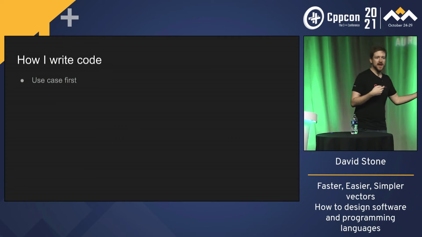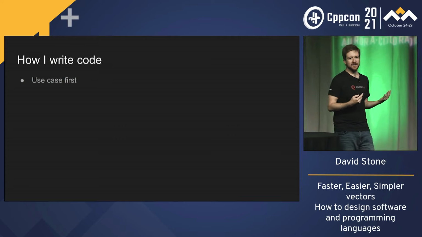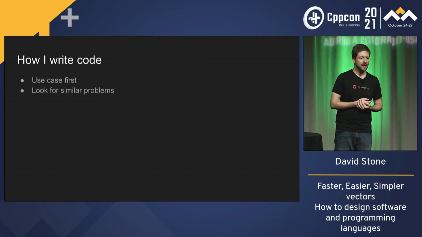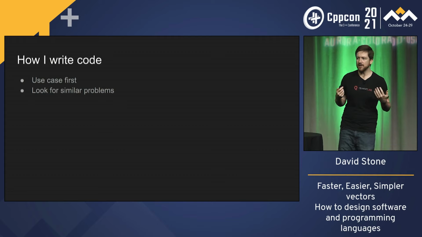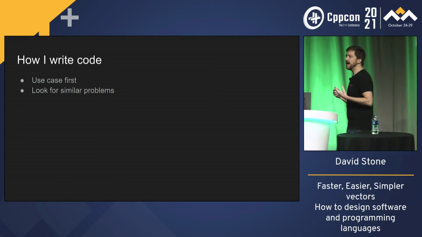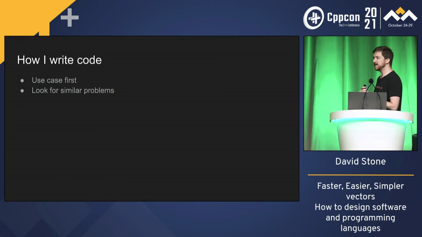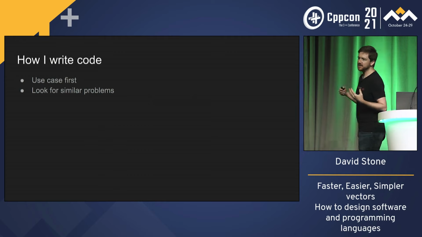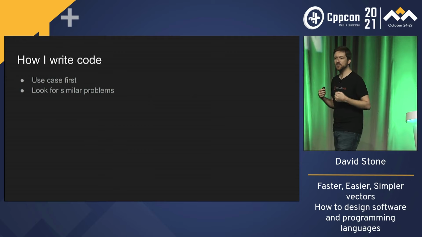I have data laid out in memory. How can I operate on that data efficiently? Then look for similar problems. Think, okay, where else can these solutions be applied? How much change do they need? What are the things that I need to do to extend this to another problem?